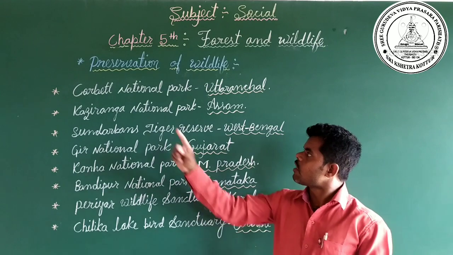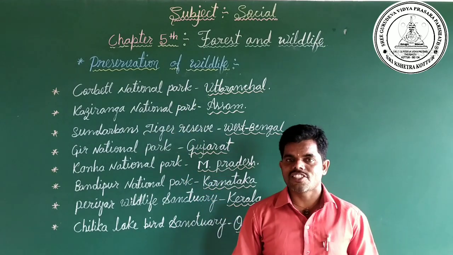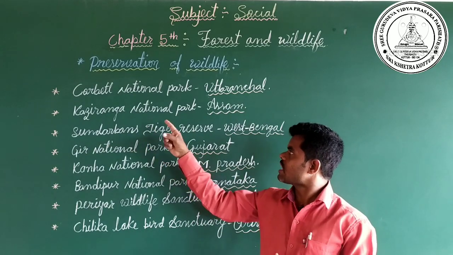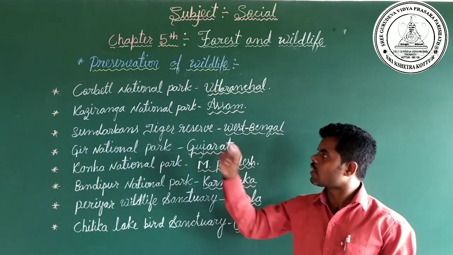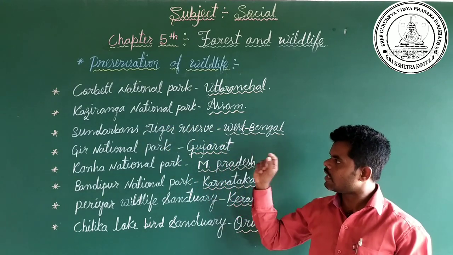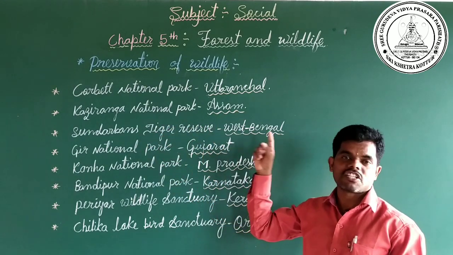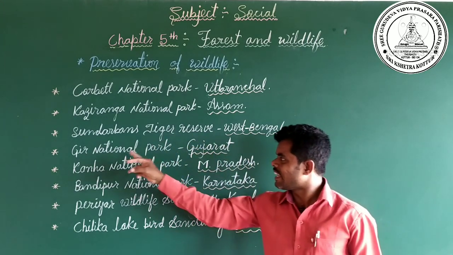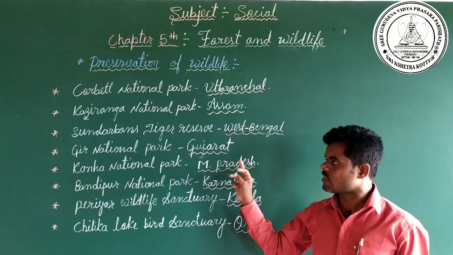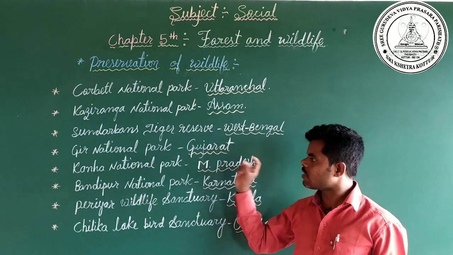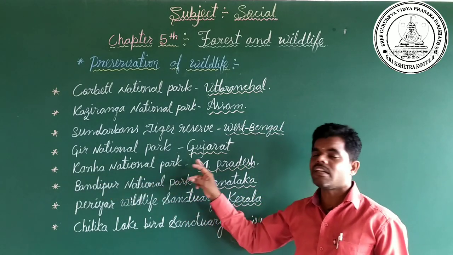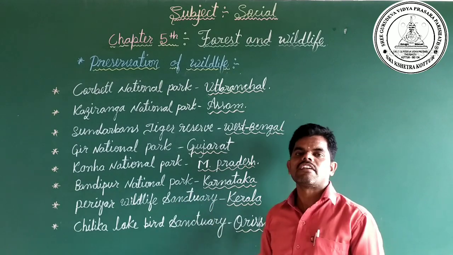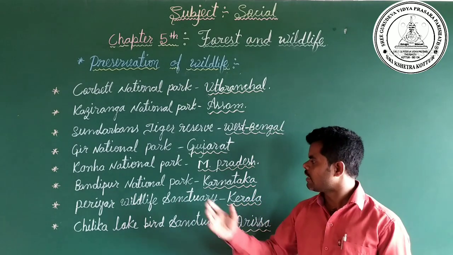The first one is Corbett National Park in Uttaranchal state. Then Kaziranga National Park in Assam state. And Sundarbans Tiger Reserve in West Bengal. And Gir National Park in Gujarat state. And Kanha National Park in Madhya Pradesh. And Bandipur National Park in our Karnataka.